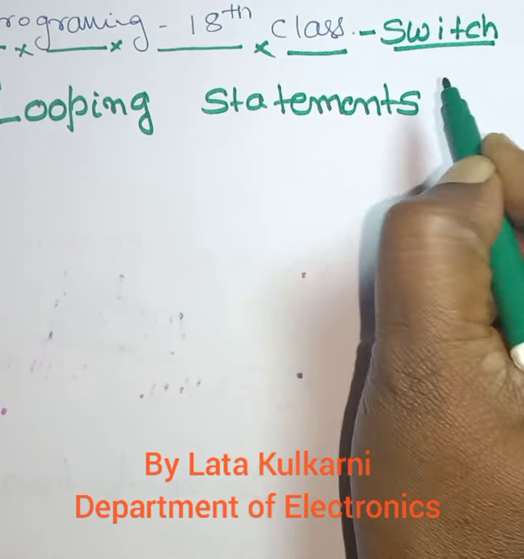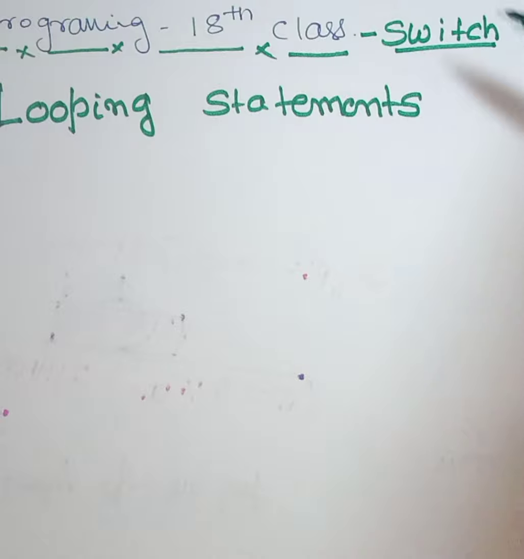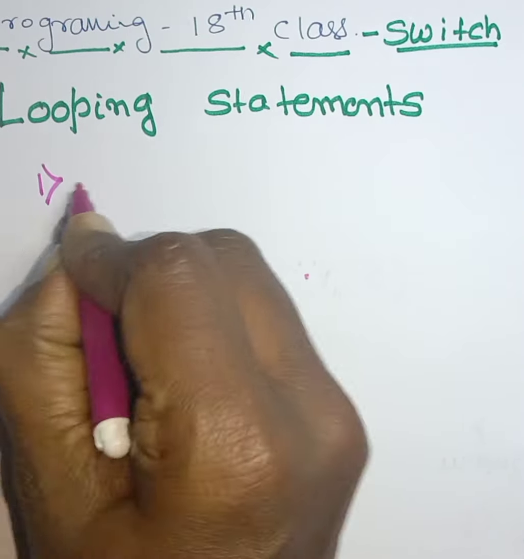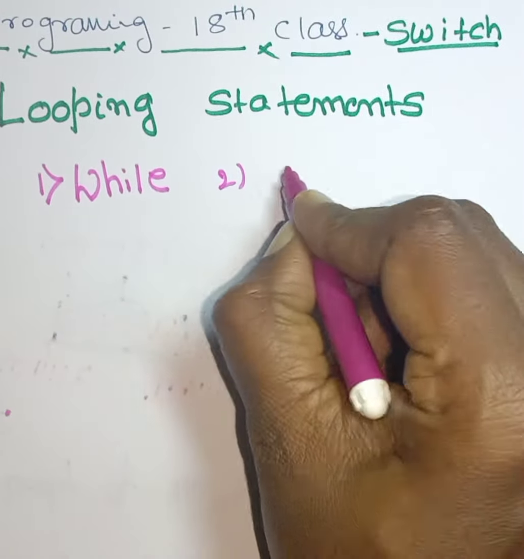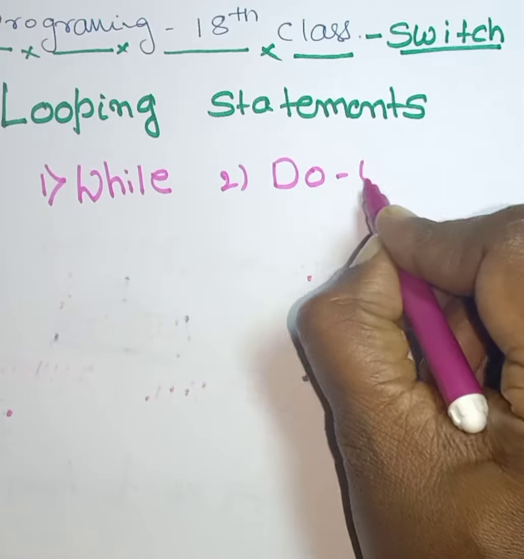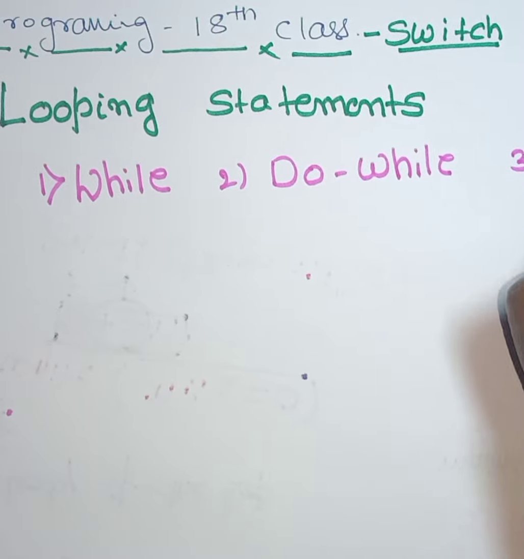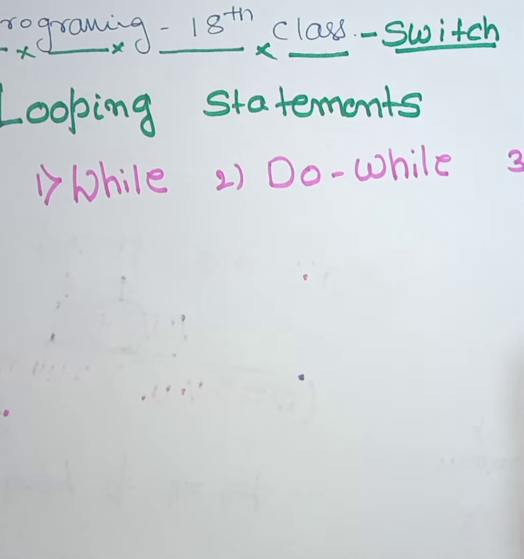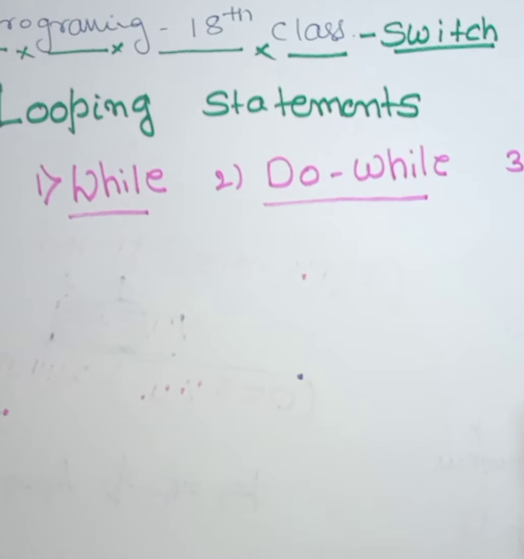Today we are going to study the looping statements available in the C program. There are mainly three types of looping statements in C program. The first one is while, the second one is do while, the third one is for. What are the three loop statements? They are the while, do while and the for statement.